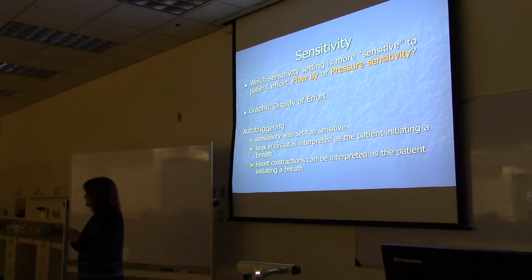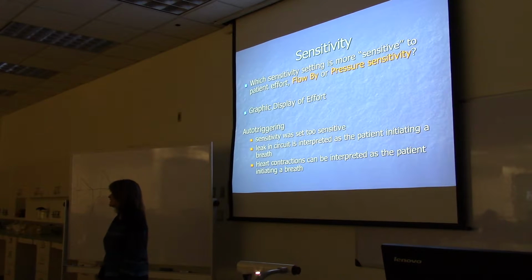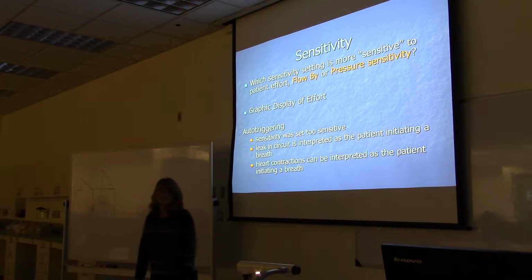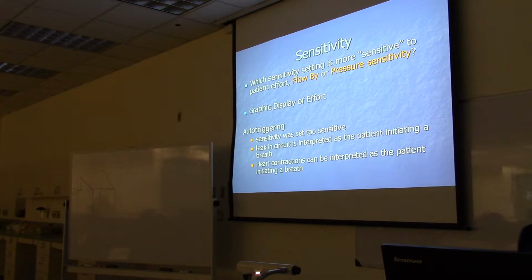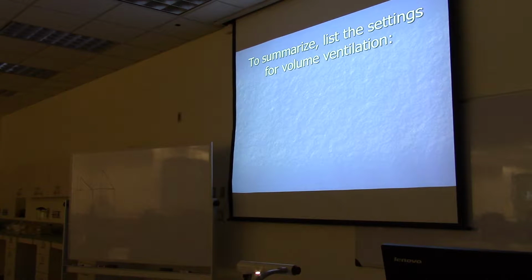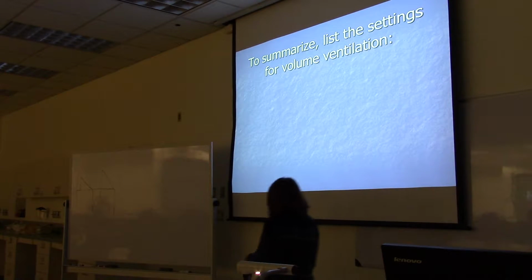That's enough of a change to create a pressure change in the text. All right, and then we'll summarize. It wants us to list the settings for volume ventilation. So I'll turn off the lights and we'll write it on the board.